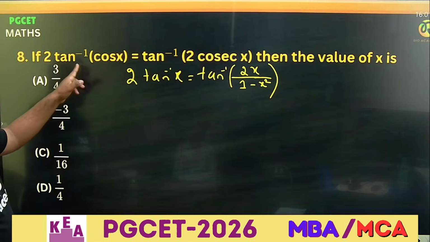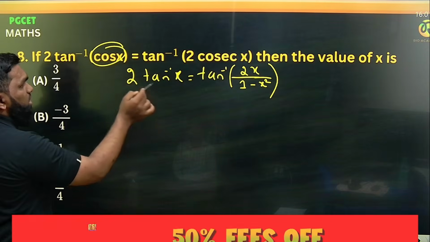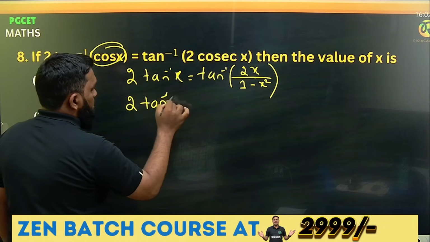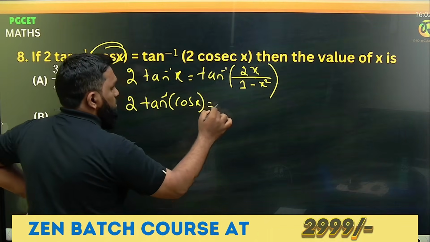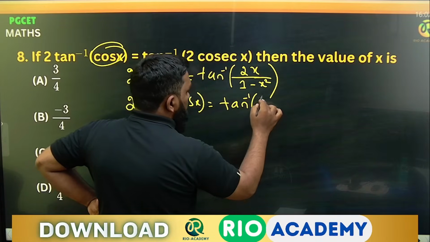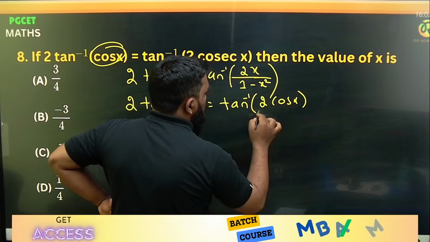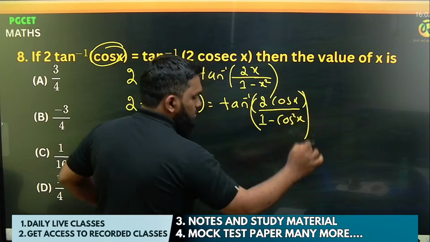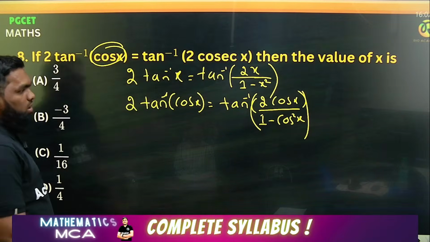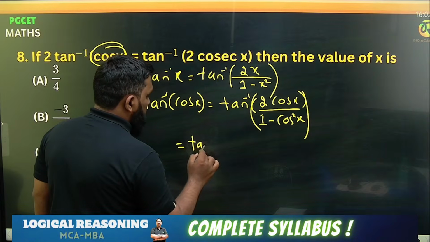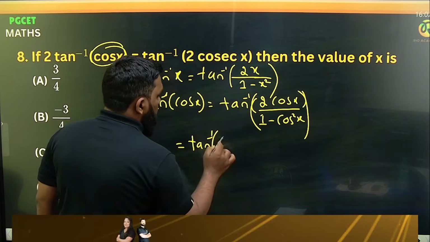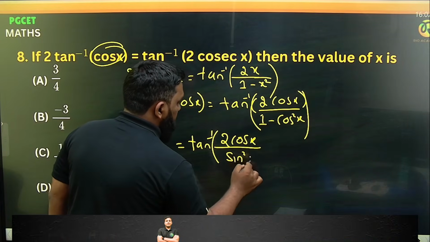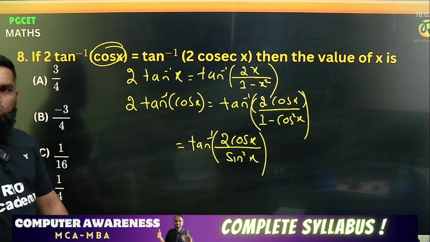Here we have 2 tan inverse of cos x, so in the place of x we have cos x. Let us shift the formula: tan inverse of 2 cos x divided by 1 minus cos square x, which means sin square x.